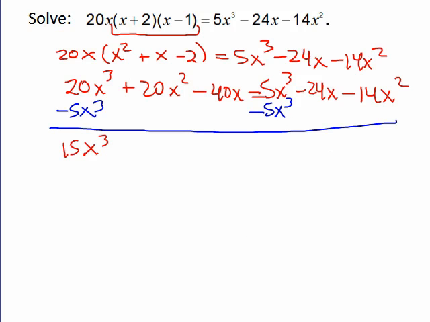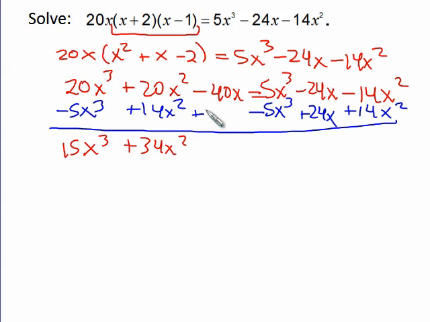Now, instead of rewriting this whole problem over and over again, I'm going to do one term at a time. So next, I need to get rid of my negative 14x squared by adding 14x squared to both sides. So I'll go ahead and add it to this side as well. So this leaves me with a positive 34x squared. And then finally, the last term I need to get rid of is a positive 24x.